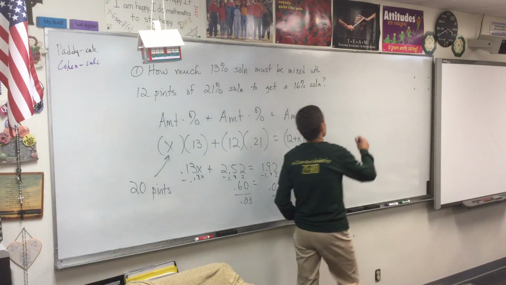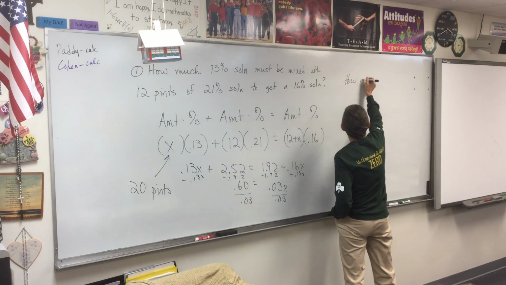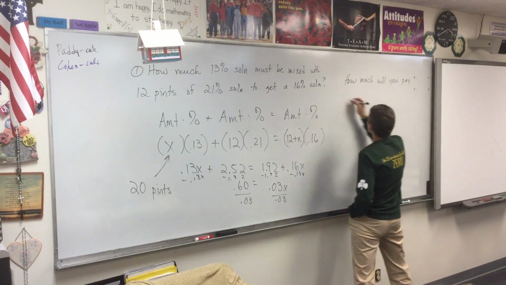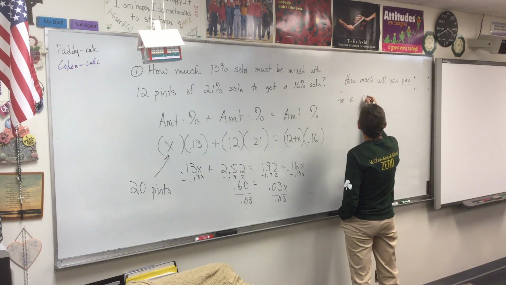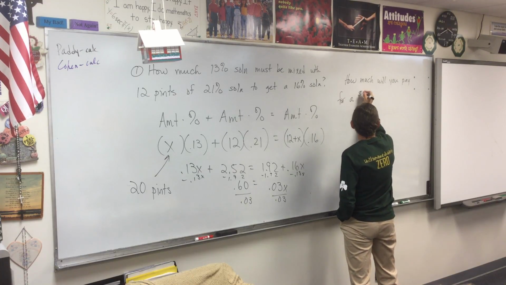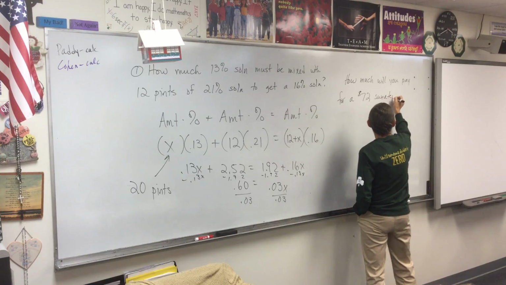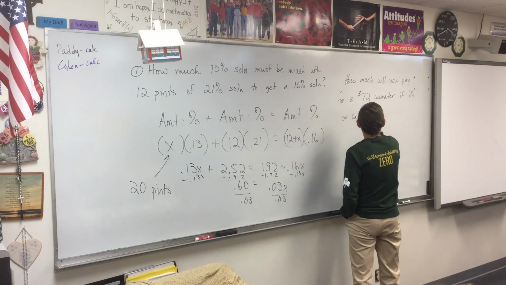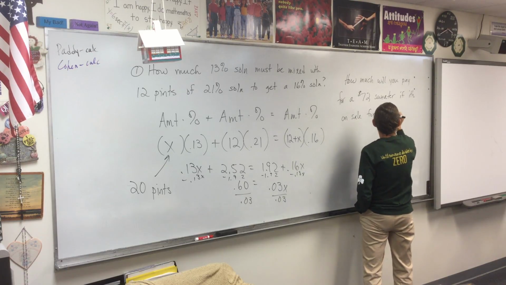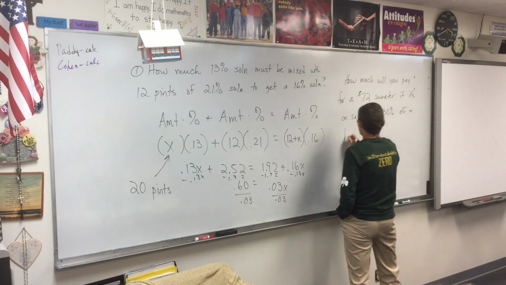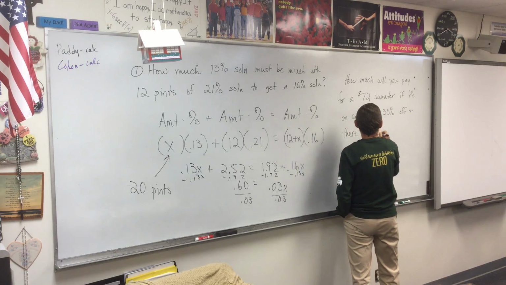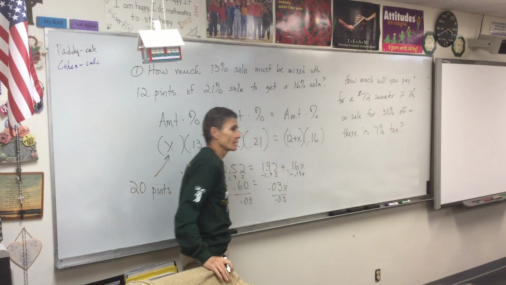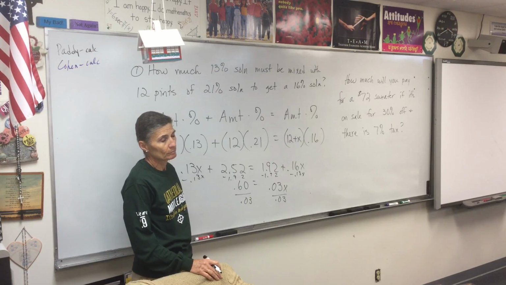Well, the other one is this. How much will you pay for a $72 sweater if it's on sale for 30% off and there is 7% tax? So there's your second GQQ.